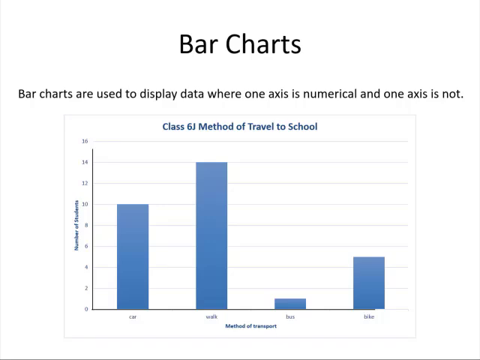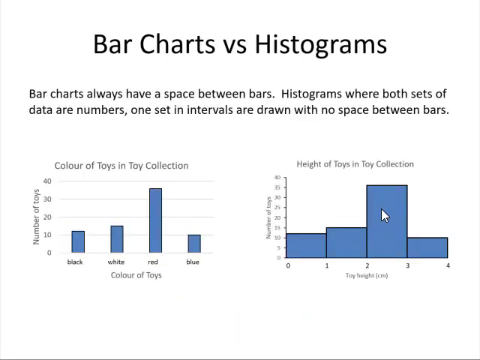How many children catch a bus to school? Well, look across from the top of the bus to the axis, and you'll see it's between 0 and 2. Well, about halfway between 0 and 2 is 1, so 1 child caught the bus to school. How many more students walk than come by car? 14 students walk, and 10 students go by car. So 14 take 10 gives 4, so 4 more students walk than go by car.